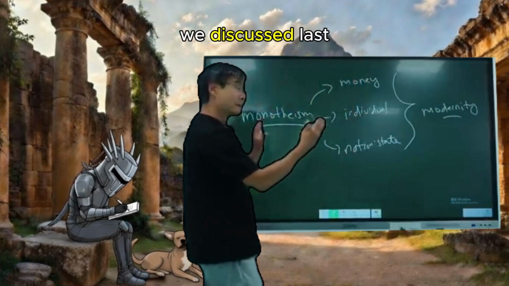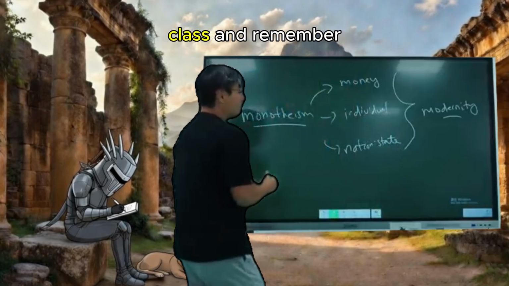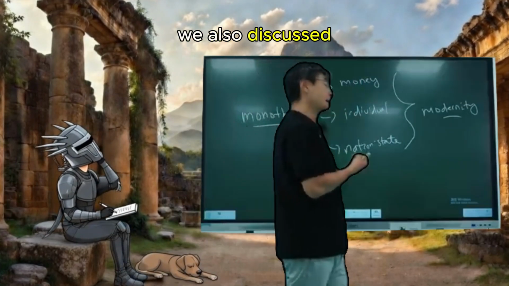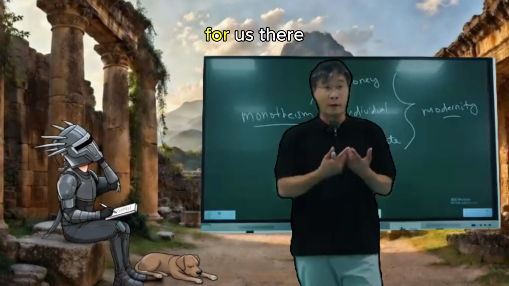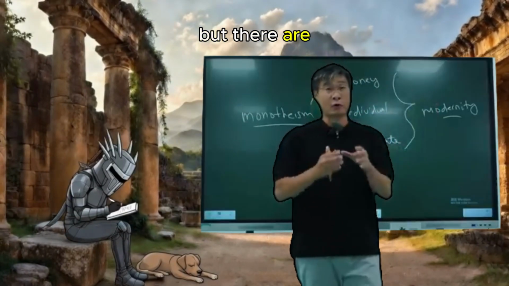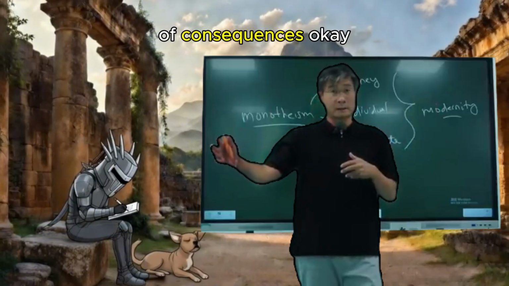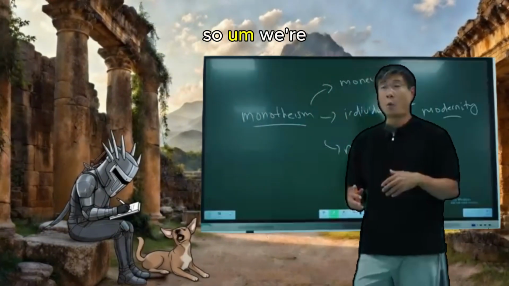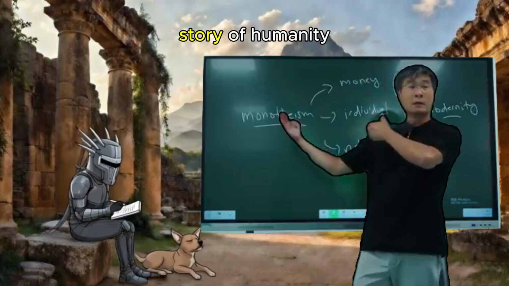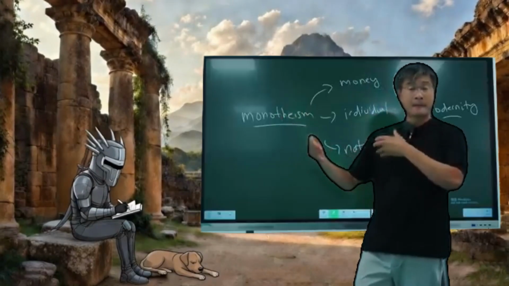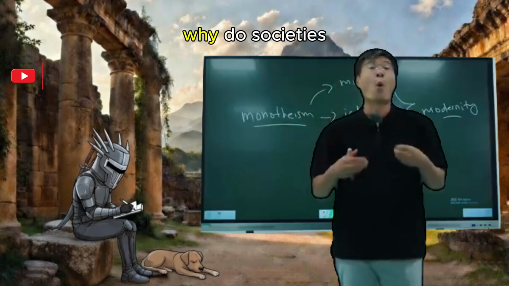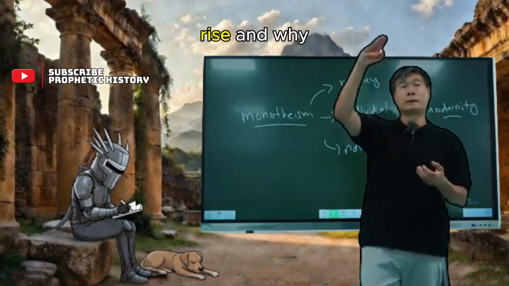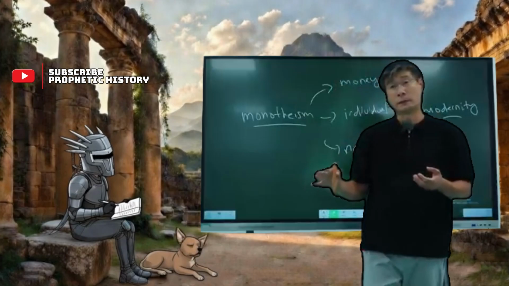Okay, so that's what we discussed last class. And remember, last class, we also discussed that this created a lot of problems for us. There are a lot of benefits, but there are also a lot of consequences. Okay, so we're going to continue the story of humanity today. And today, I want to focus on a very specific question. Why do societies rise and why do they fall?